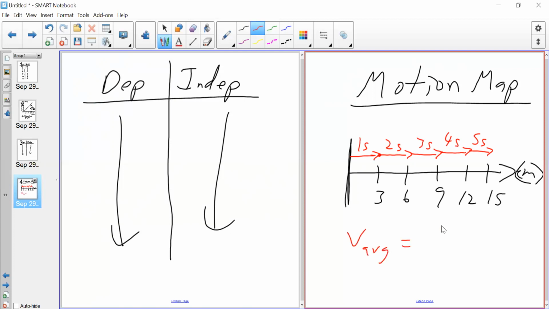So again, all the motion map is, you have the positions down here in black, and then you're communicating to the viewer, in another way, where the object is going to be after every second, or after every 2 seconds, or whatever the time divisions are.